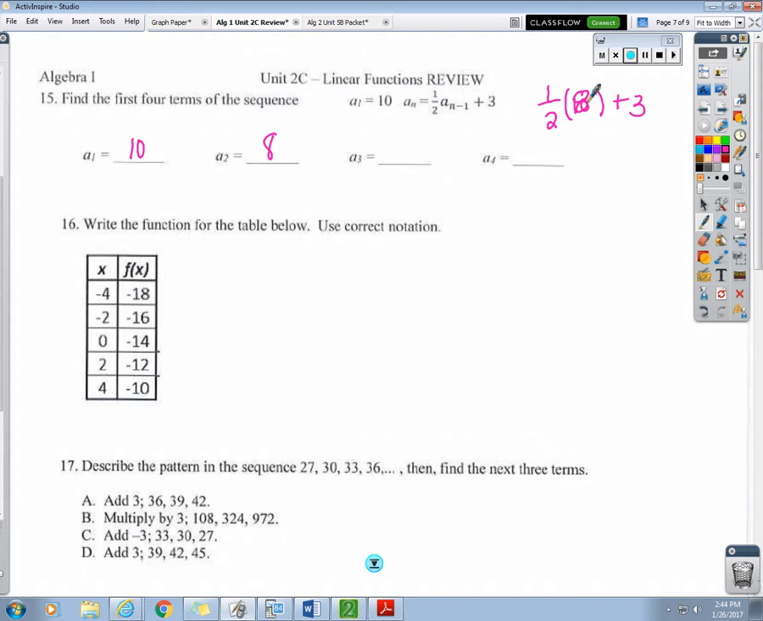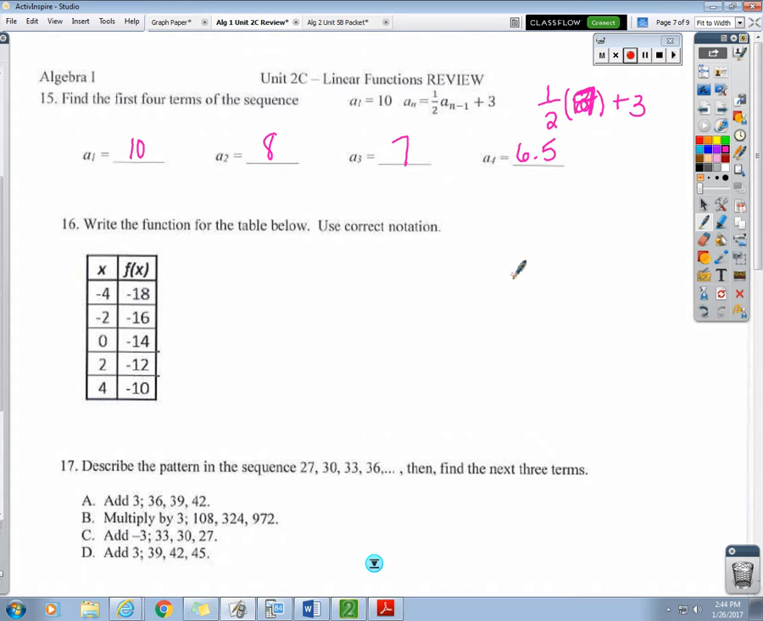What's half of 8? 4. 4 plus 3? 7. So to find the next term, you plug in 7 right here. What's half of 7? 3.5. 3.5 plus 3? 6.5. Okay, I will go over one like that tomorrow to help you remember how to do that.